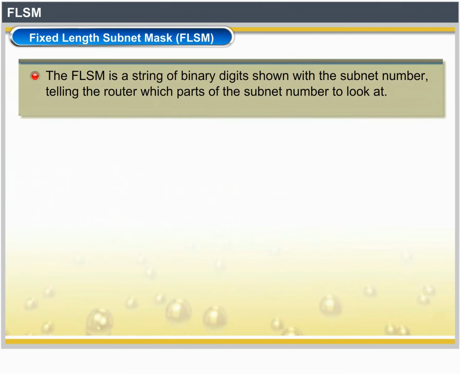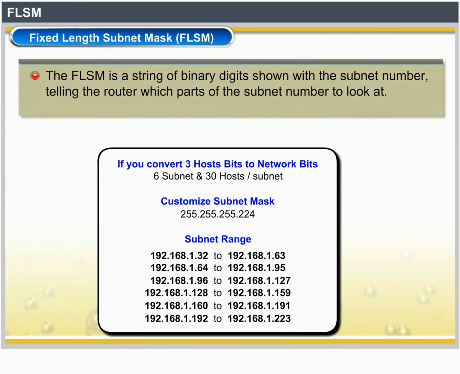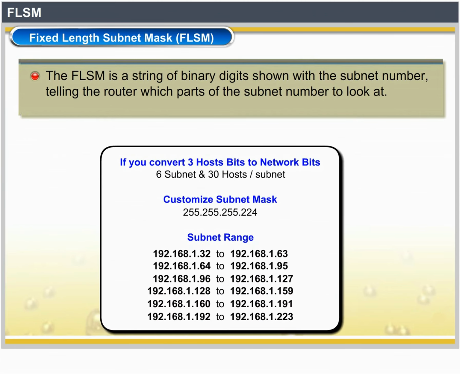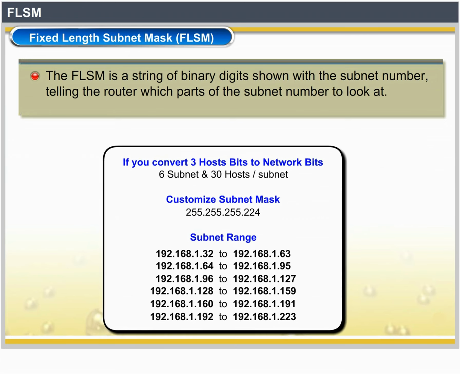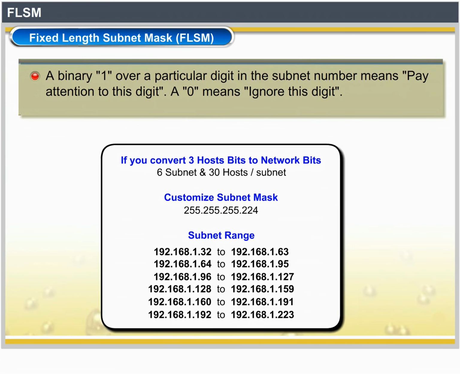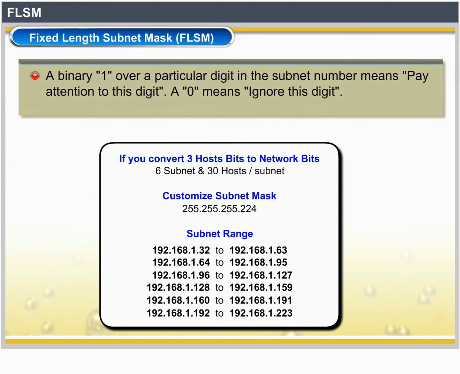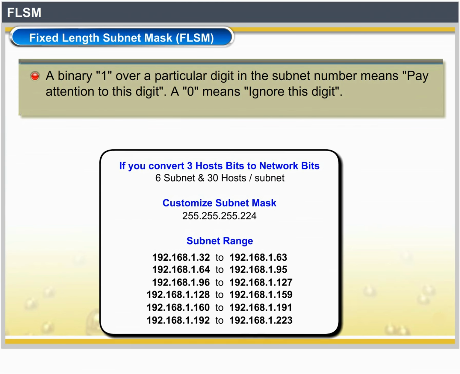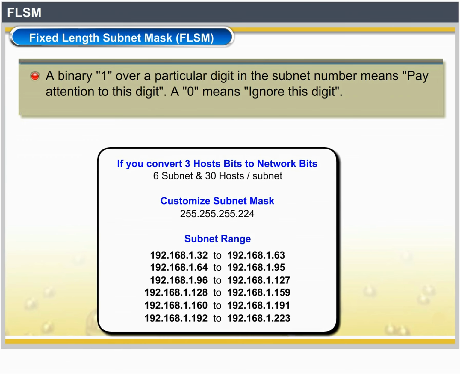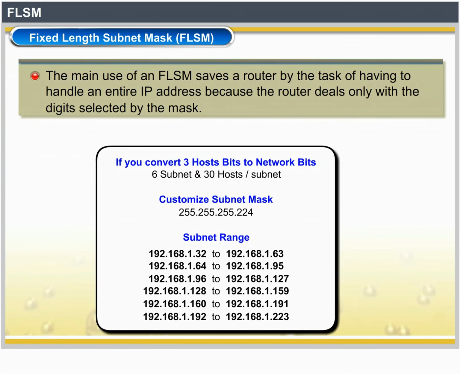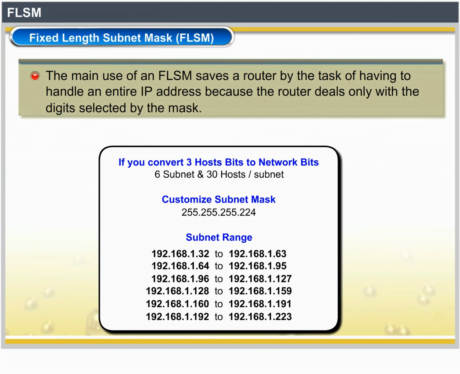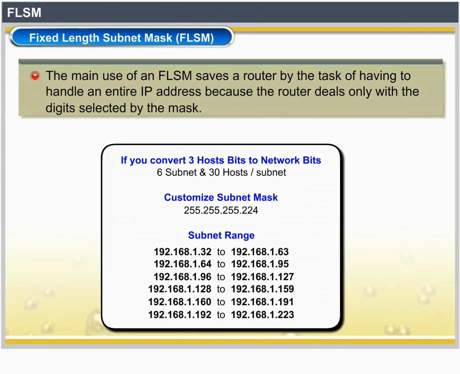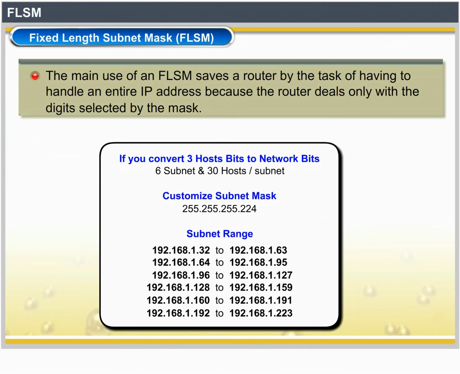The FLSM is usually a string of binary digits shown over the subnet number, telling the router which parts of the subnet number to look at. A binary 1 over a particular digit in the subnet number says pay attention to this digit. A digit 0 says ignore this digit. The use of an FLSM saves a router the task of having to handle an entire IP address because the router deals only with the digits selected by the mask.